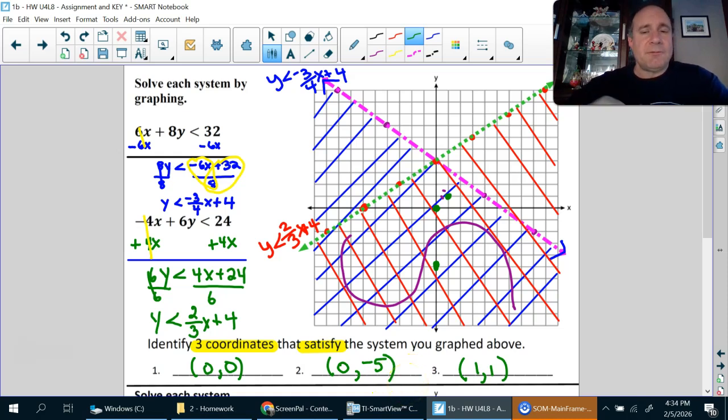All right, in the double shaded area, this is 0, 0. That counts, that works. It works for both inequalities. 0, -5. And 1, 1 is right here. You notice that all points in the double shaded area satisfy the solution of this inequality system. All right, and that's basically it.